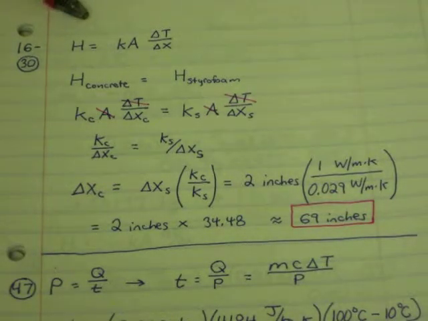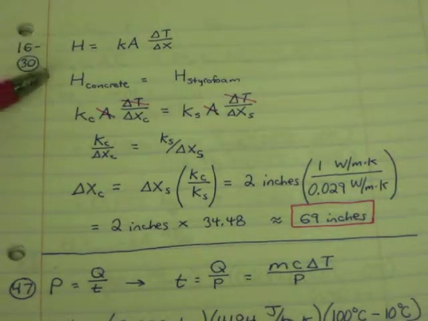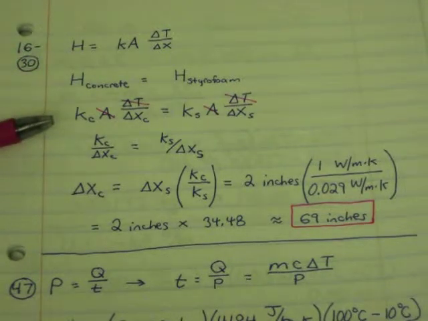Well, the basic formula, H, the rate of heat flow, equals K A delta T over delta X. We're going to assume that we're looking for the same rate of heat flow between concrete and styrofoam. So let's say H of concrete equals H of styrofoam. And then we plug in the values for H. On the left-hand side we have concrete, on the right-hand side we have styrofoam. So we use K A delta T over delta X.